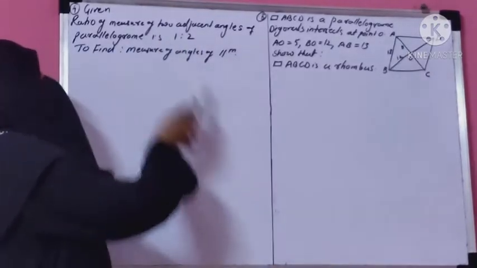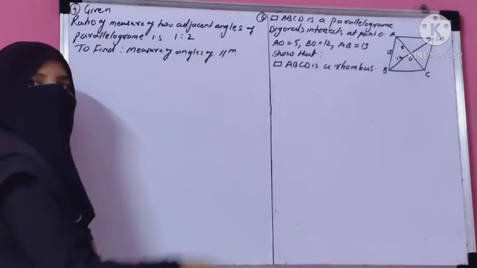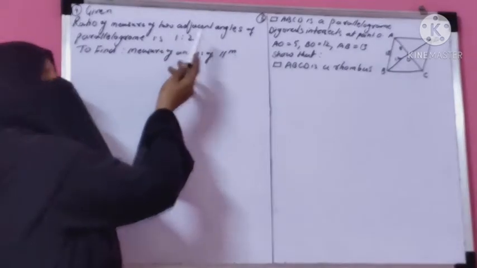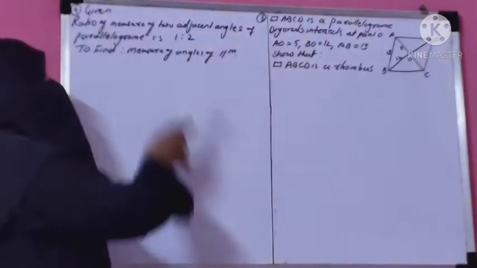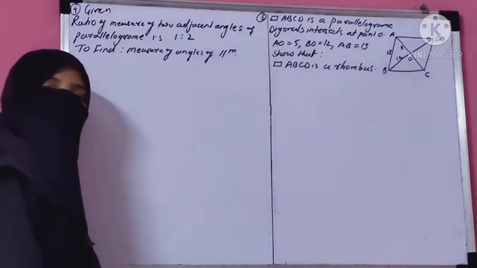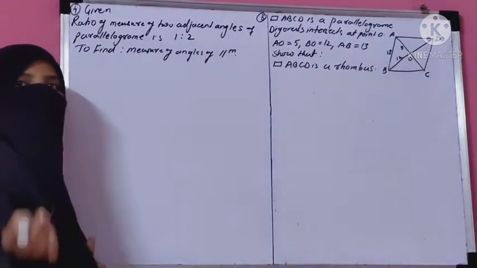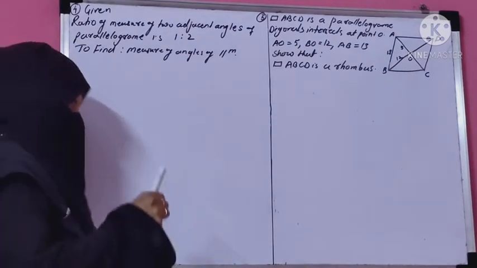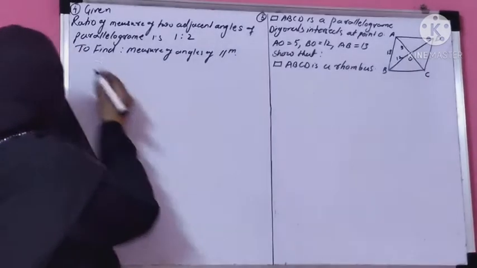You can name this angle A and this angle B. So angle A is 1x, angle B is 2x, okay. And they are adjacent angles, and we know that the adjacent angles of a parallelogram are supplementary. That means their sum is 180, okay. So let's start the solution.